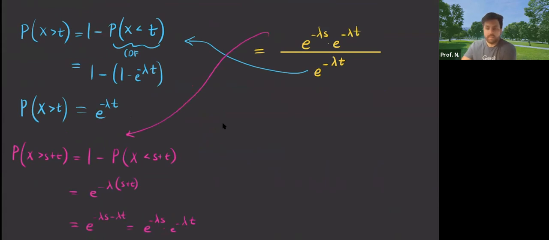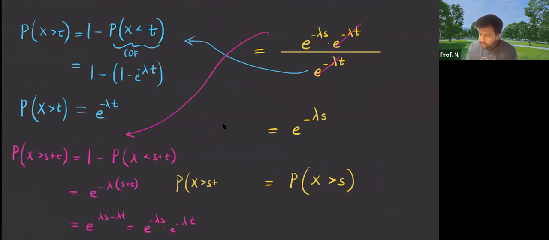But what happens? There's cancellation involved, right? We get e to the negative lambda s. But e to the negative lambda s, what is this? Isn't this the probability that x is bigger than s? But we found what? The probability that x is bigger than s plus t, given that x is bigger than t.